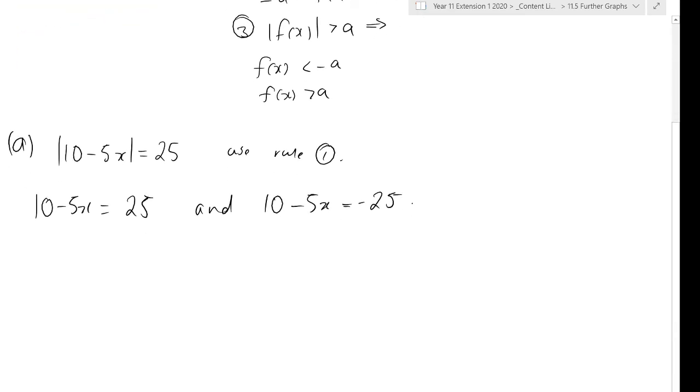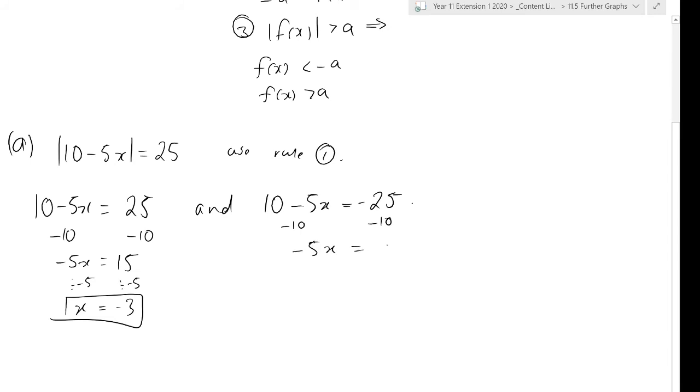By solving these two, first things first, subtract 10. Subtract 10, we're left with minus 5x is equal to 15. Divide by negative 5, divide by negative 5. So x is equal to negative 3. So that's one solution to that absolute value equation. This one we're going to subtract 10 just like we did before, so we get minus 5x is equal to negative 35, okay? And then we're going to divide by negative 5, and we get x is equal to 7. And that's my second value there.